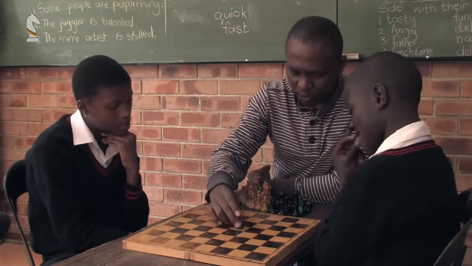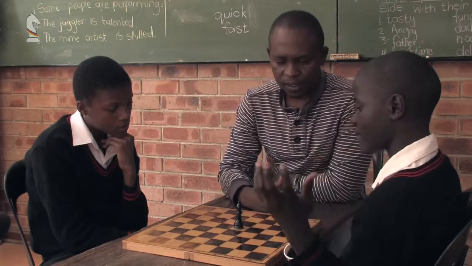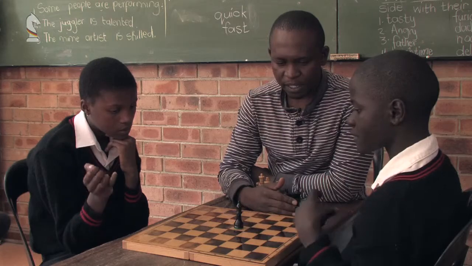If I put my bishop on D5, how many squares? Just calculate the number, the total number. 14 squares. How many?